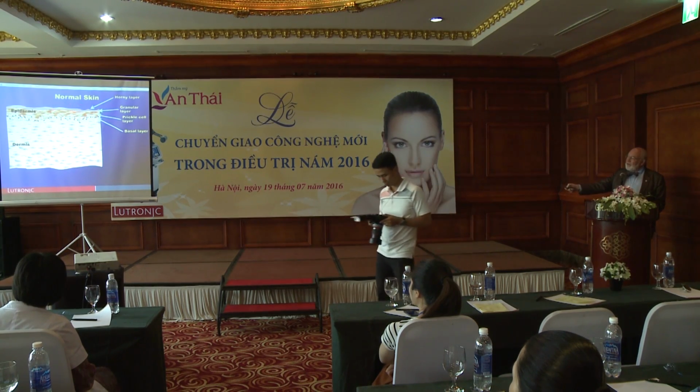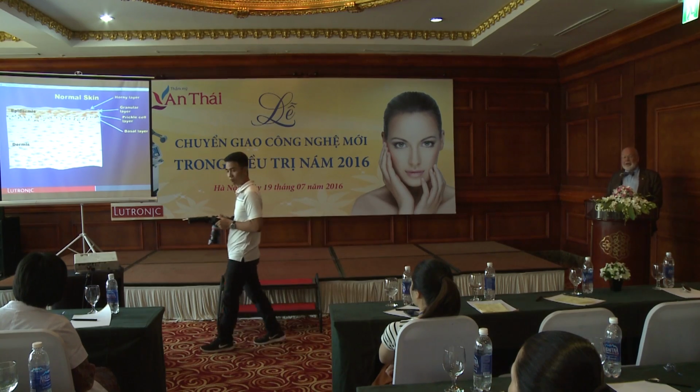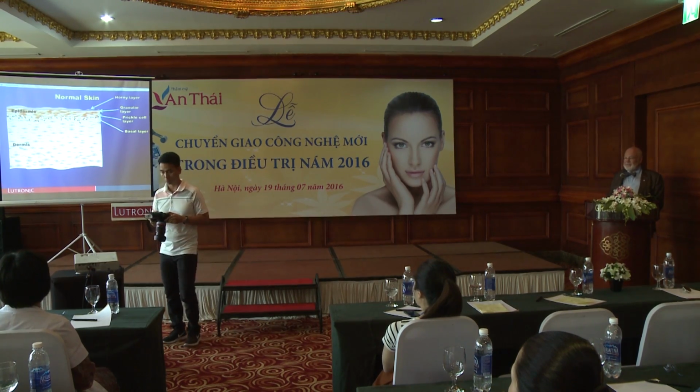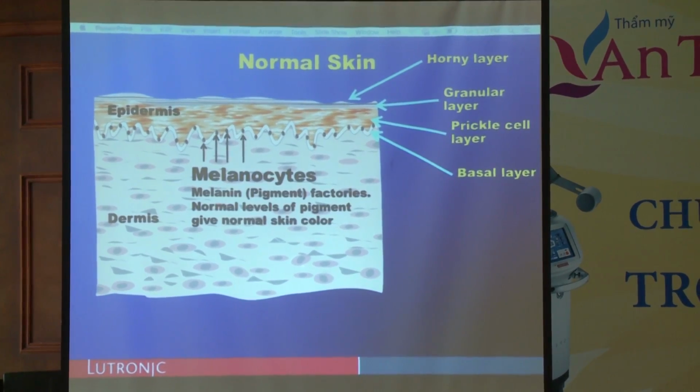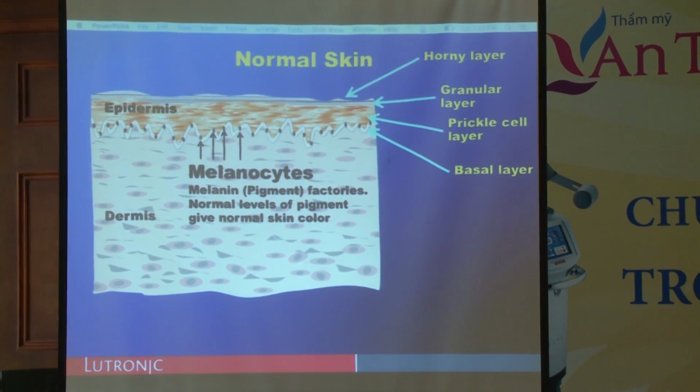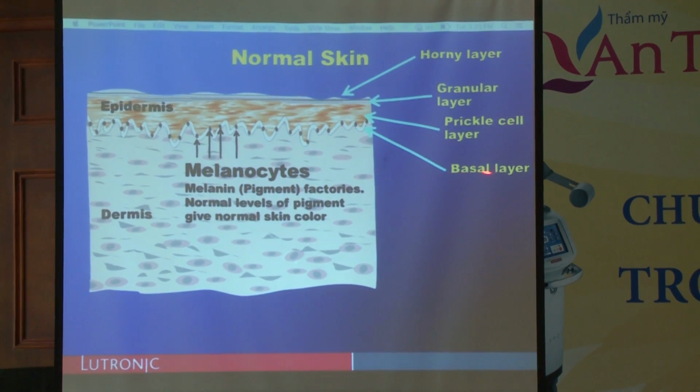The outside layer of the epidermis is called the horny layer or stratum corneum. And then the bottom layer of the epidermis is the basal layer. And the melanin is picked up by these cells in this layer here and carried up to the granular layer.